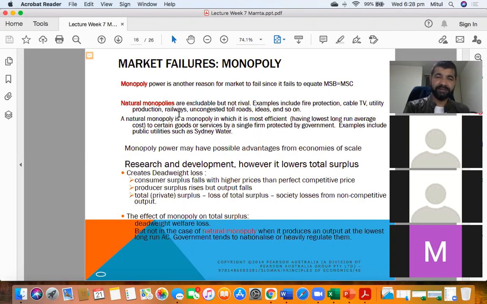Yes. Research and development is a huge expense. Big companies are involved in this. They normally get involved in research and development.